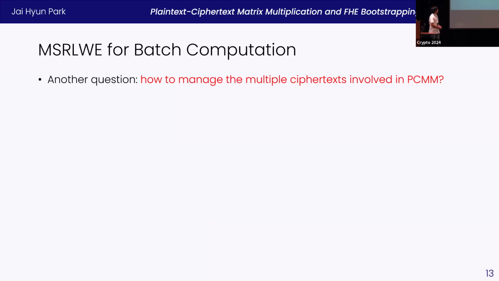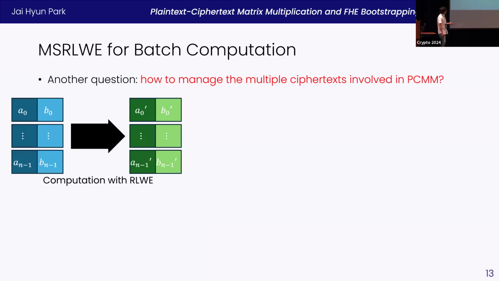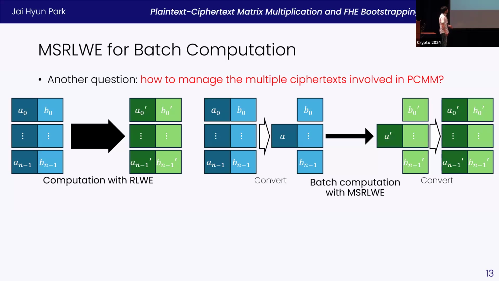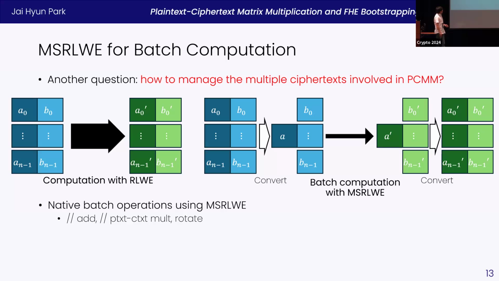We also address another interesting question: how to manage multiple ciphertexts. Conventionally, we compute the ring LWE ciphertexts one by one, but we can use multi-secret ring LWE to make it faster. We first convert them to share the A part, and with the multi-secret ring LWE with the shared A part, we can share the computation on the A part. Usually for homomorphic operations, the computation on the A part is much heavier than the B part, so this can save a lot of time.